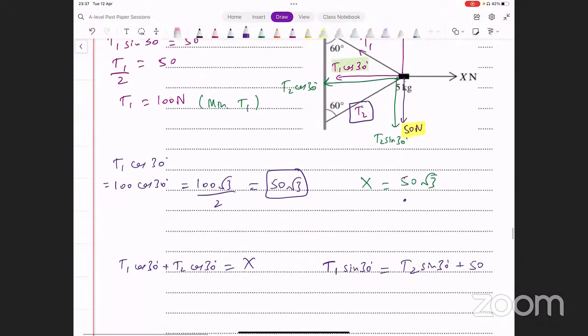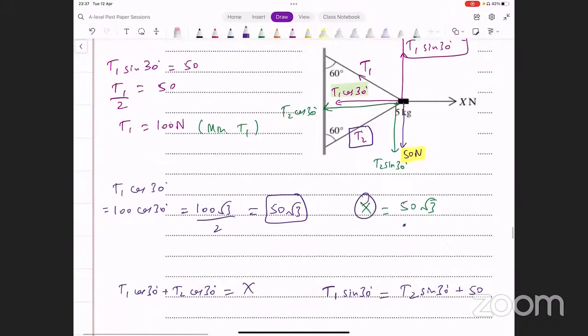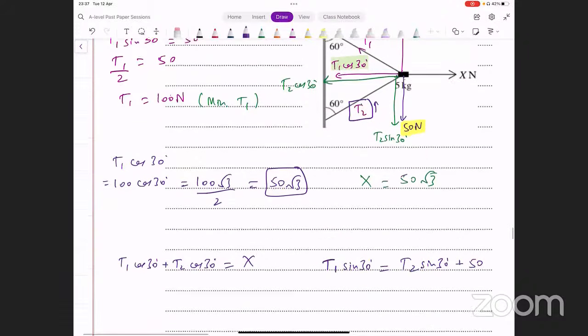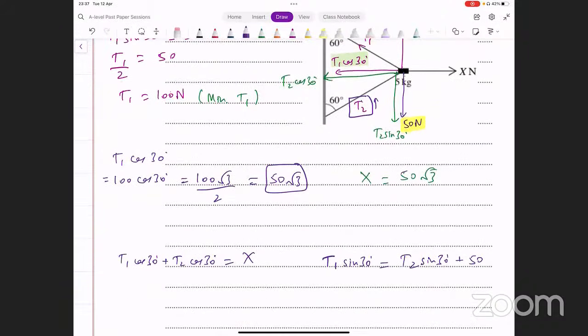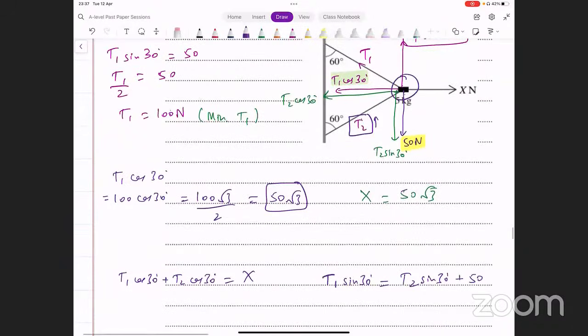इससे थोड़ी सी ज्यादा होएगी आपकी X फोर्स, तो T2 की वैल्यू 0 से ऊपर चली जाएगी। अगर 50 स्क्वायर रूट 3 से थोड़ी सी नीचे होगी तो स्ट्रिंग के अंदर स्लैक आ जाएगा, वो स्ट्रेट नहीं रहेगी। So this is the cutoff point जहां पे आपकी स्ट्रिंग स्ट्रेट रहेगी और उसमें स्लैक नहीं आएगा, लेकिन टेंशन 0 होगी, because it will not be applying any force on the block anymore.